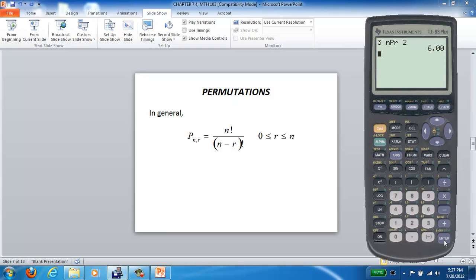Let's say that we have 10 items and we want to take 5 at a time. So math, probability, number 2, 5, and then you get the answer, 30,240.